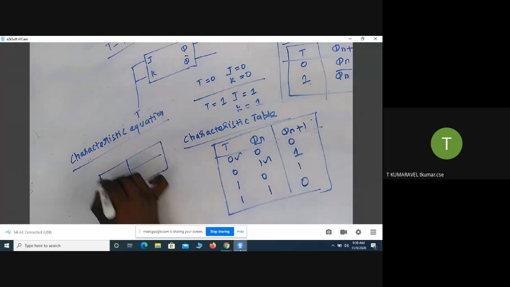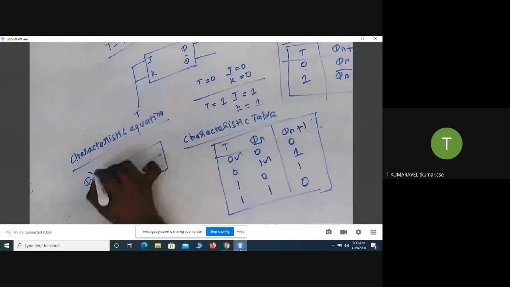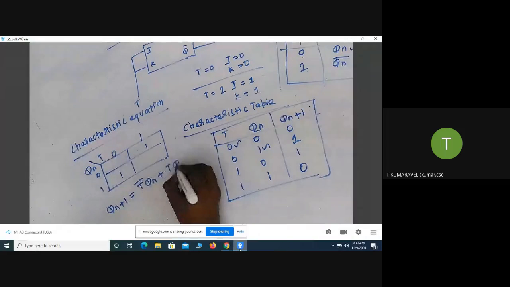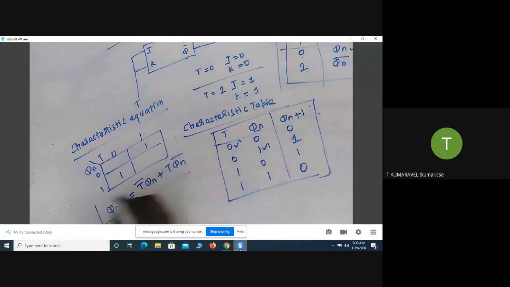Okay, Qn, then T. 0, 1, 0, 1. You fill up the table. It is going to produce the next state output as T bar Qn plus T Q bar n. This is called the characteristic equation for T flip flop. Is it okay for you?